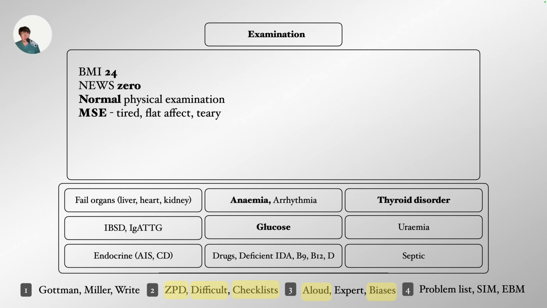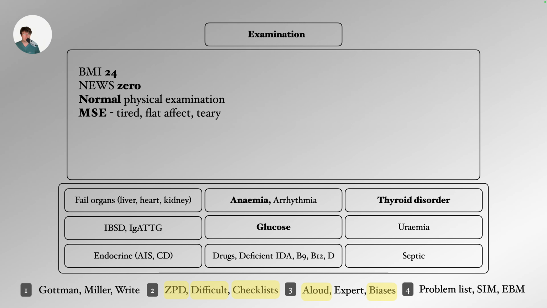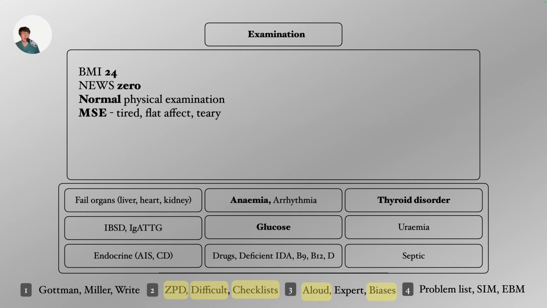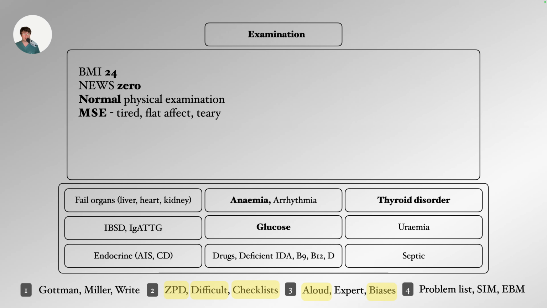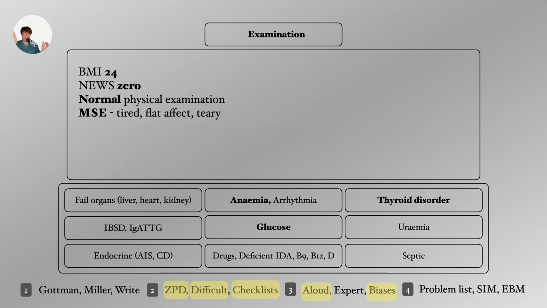So here's your examination information now. Her BMI is 24, her NEWS is 0, there's a normal physical exam, and her mental state exam is tired with a flat affect and a little bit teary. So how has this refined our differential at this point, I would say. We've still got that differential on the board next to my PowerPoint, or in this case, Keynote slides. How have we refined here?